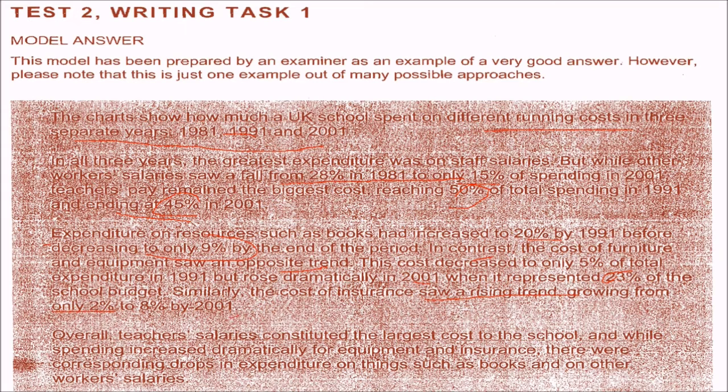Then overall, teacher salaries constituted the largest cost of the school, and while spending increased dramatically for equipment and insurance, there were corresponding drops in expenditure on things such as books and on other workers' salaries.